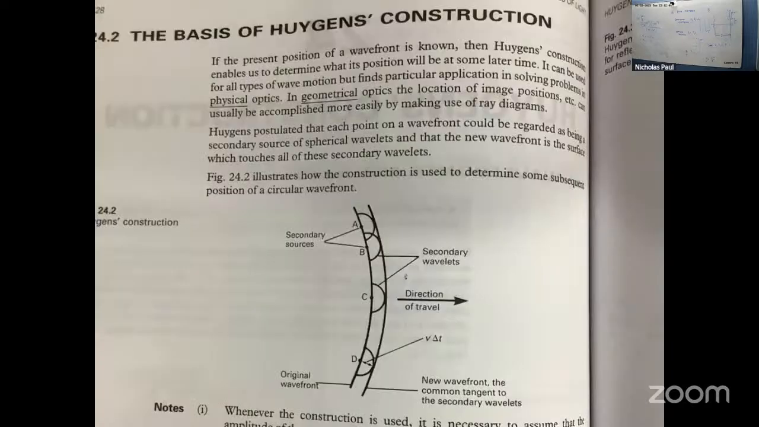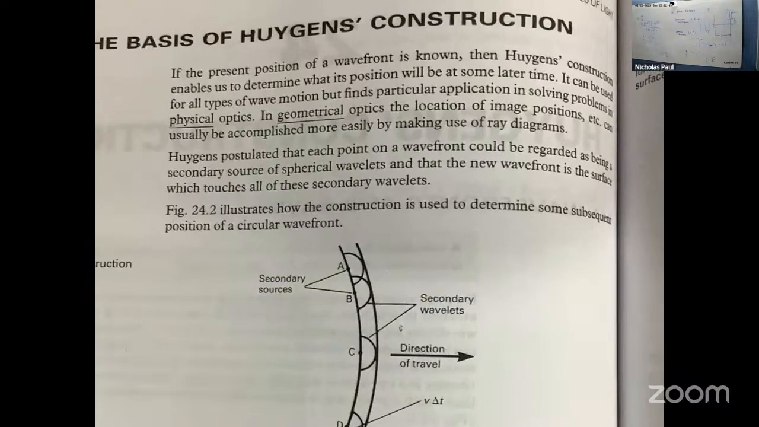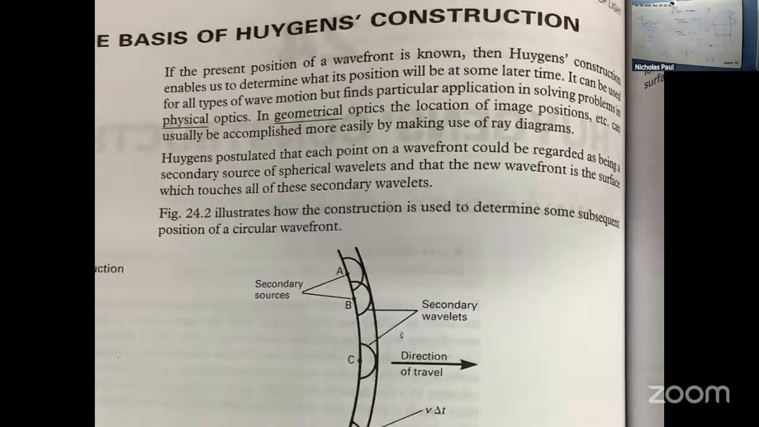If you look at page 428, we need to understand the basis of Huygens's construction. Whenever you see a big wavefront like this, that wavefront is basically made up of all these little secondary sources here. That's the principle that Huygens came up with. So let's take a look at Huygens on page 428.